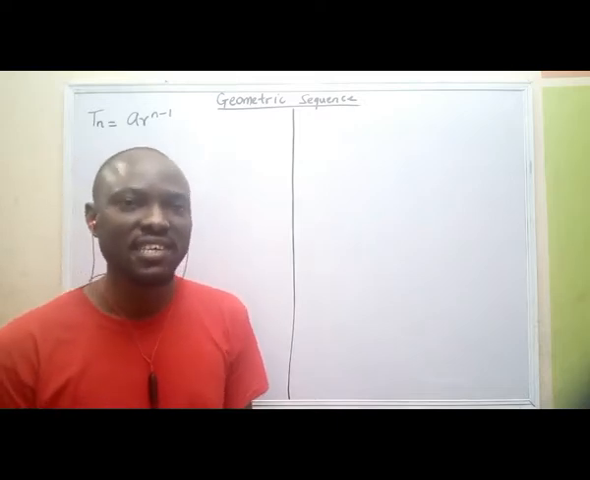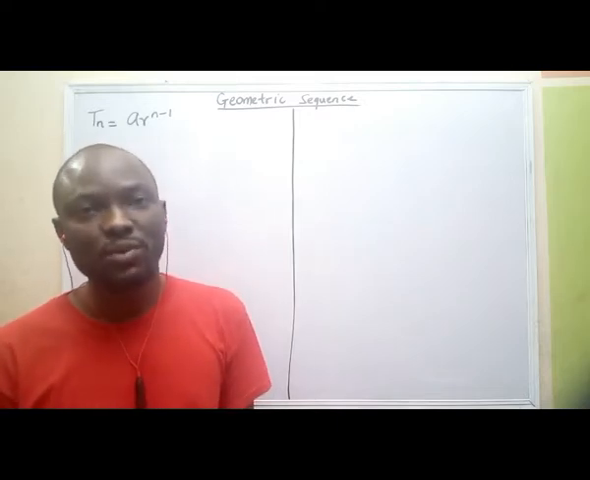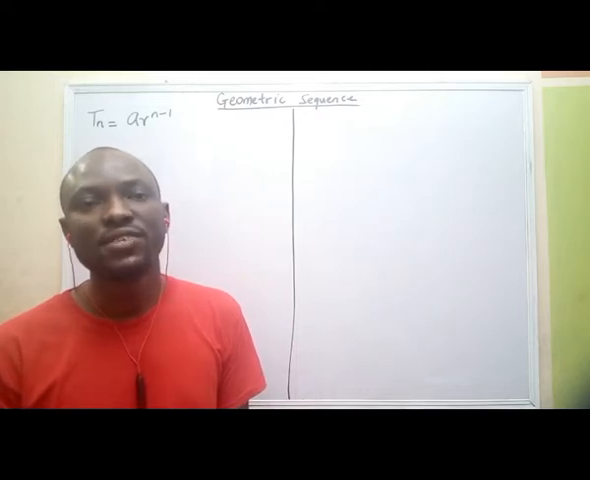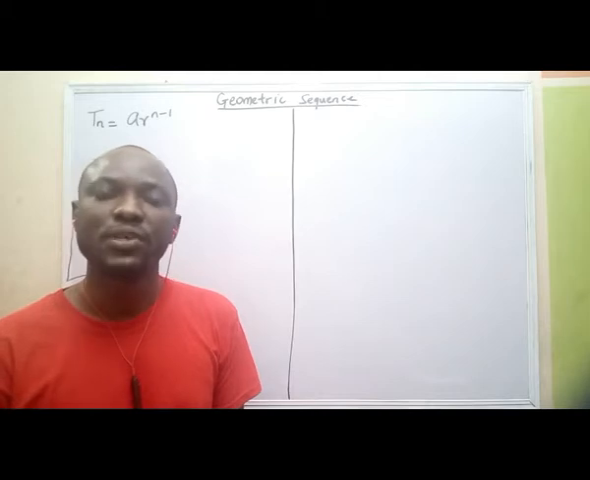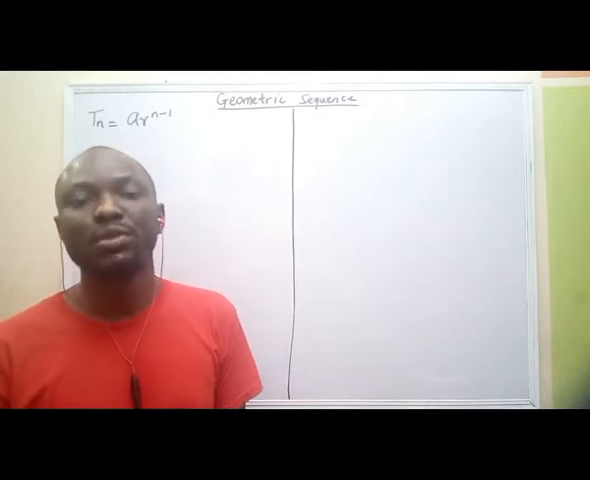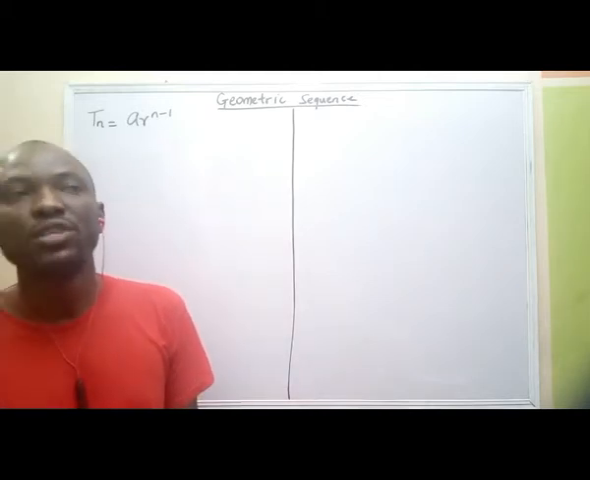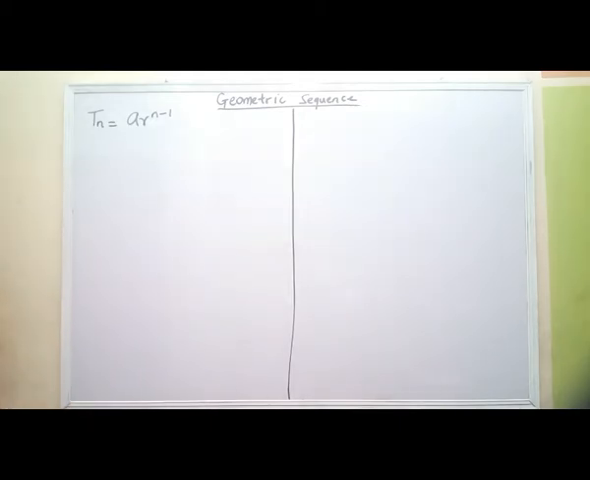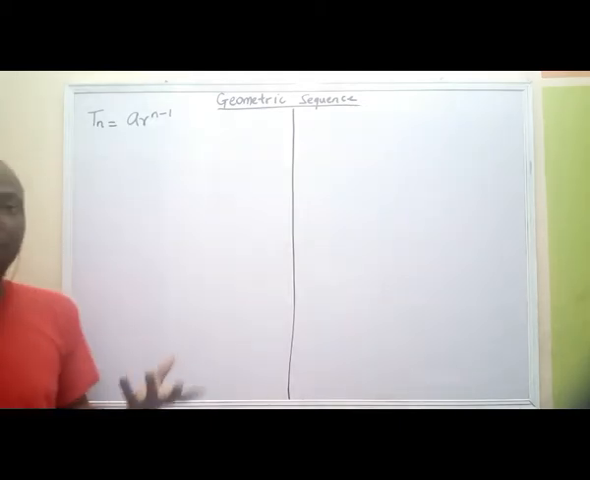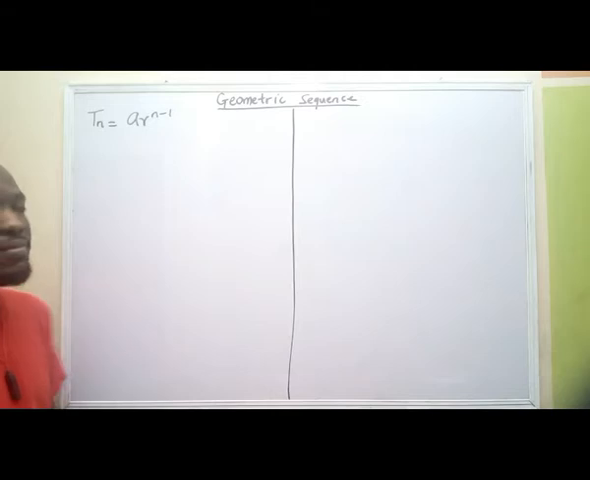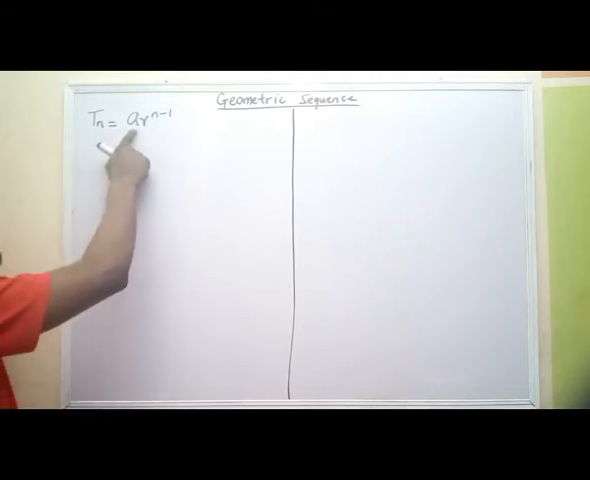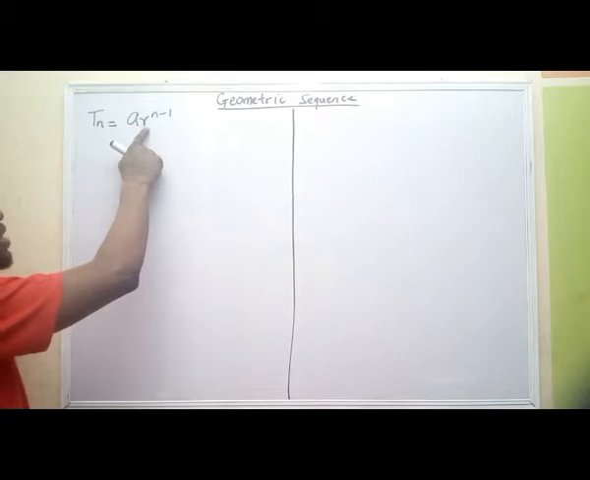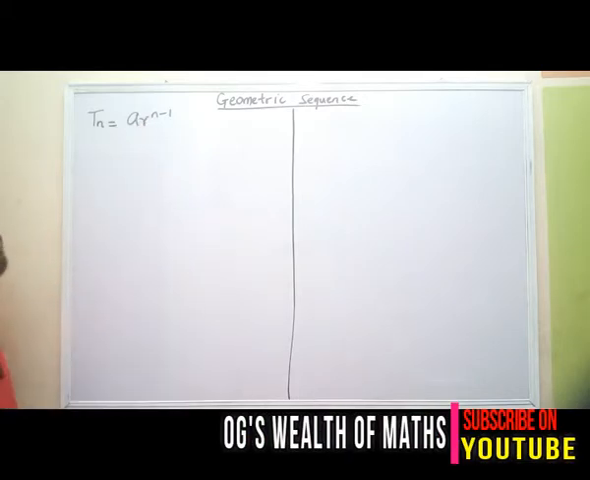I'm going to say that again. In geometric sequence, each successive term is found by multiplying the previous term by a non-zero number, which is called the common ratio. Now, a geometric sequence has a general form. This is the general formula: T sub n equals a dot r raised to the power n minus 1.